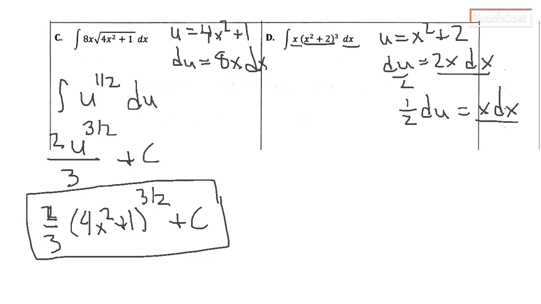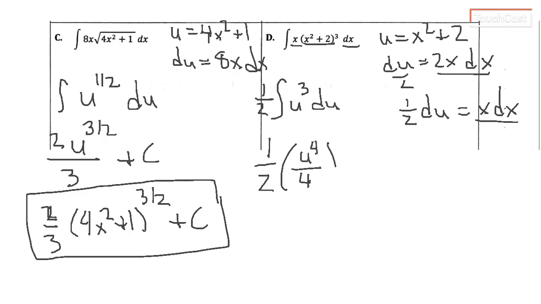So now I'm going to rewrite this as the integral of u cubed du, and I put a 1/2 in front of that integral. So now I'm going to integrate what I have here. We're going to have 1/2 times, we increase the power of u by 1, so u to the 4th, divide by 4, and we throw a plus c at the end.